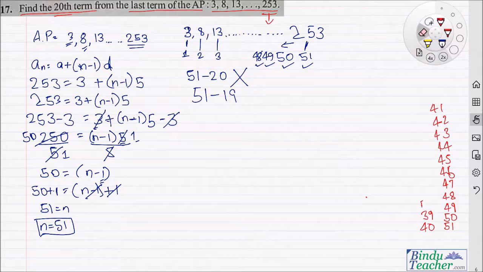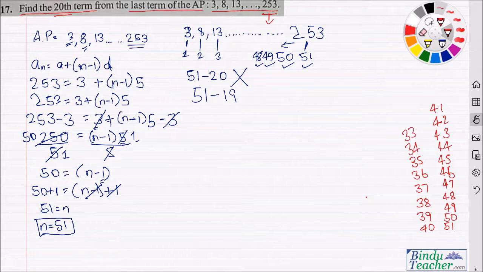Let me choose a small eraser. 39, 38, 37, 36, 35, 34, 33, 32, 31 and 30. Now, if you look at the question, they're saying find the 20th term from the last term. So find the 20th term.